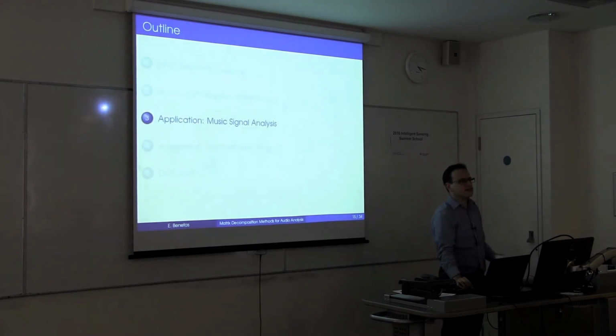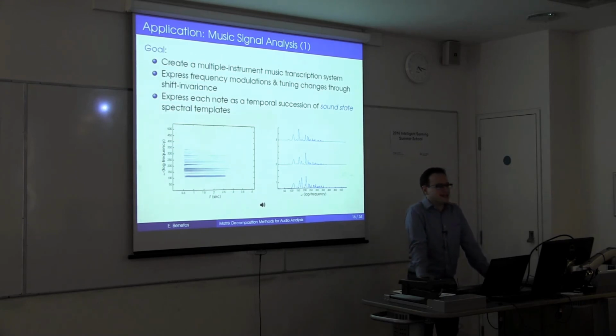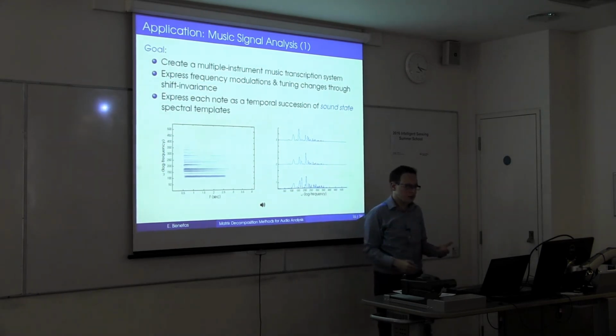So how can these things be applied, firstly, to music signal analysis? Part of my work over the past few years has been to create a system for music transcription, so a system that can automatically detect notes in music. And to use this convolutive property to also explain things like tuning changes, and also to come up with some sort of temporal constraints to explain how a note evolves over time.